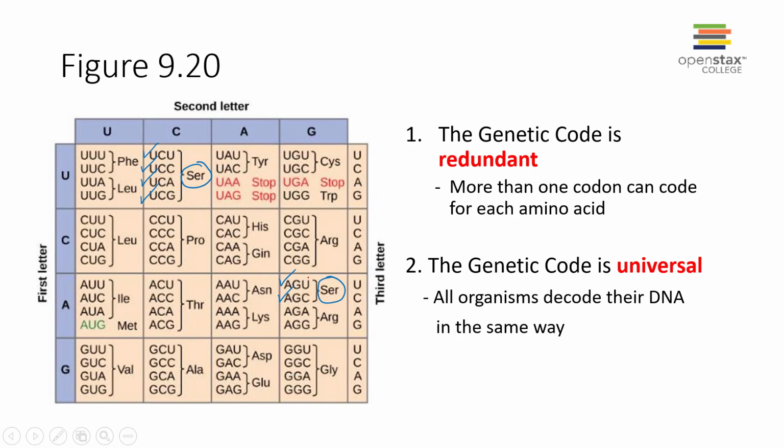So the same sequence of RNA codons in a bacteria, in a plant, in a yeast, in a human cell will be decoded in the same way, nearly the same way, and use the same codon chart. So this chart can be used for nearly every organism on Earth.